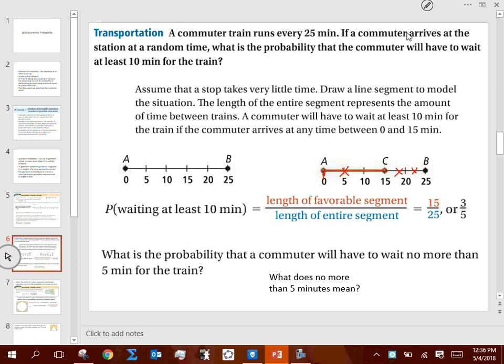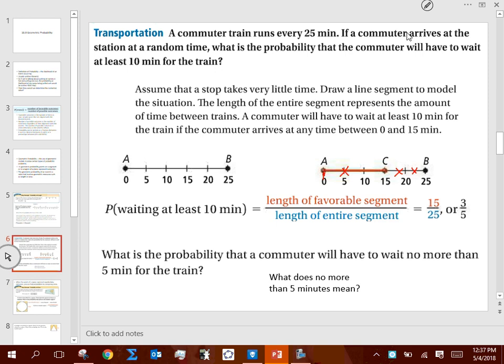So the probability of me showing up then and waiting at least 10 minutes would be AC's length, which is 15, divided by AB's length, which is 25, reduced to 3/5, 60%. Okay? So that's the probability of showing up at a random time in this scenario. I'm going to have to wait at least 10 minutes 60% of the time. Meaning that for every 10 times I go to the bus stop or the train stop, 60% of those times I'm going to be waiting more than 10 minutes. Does that make sense? Okay.